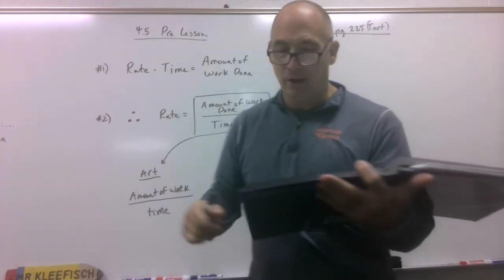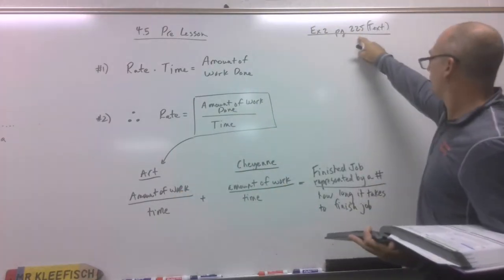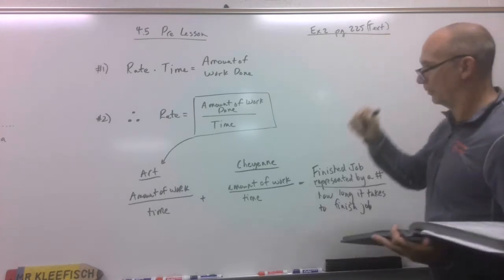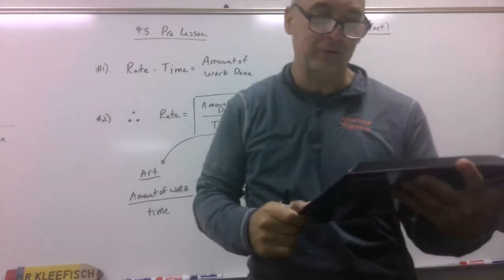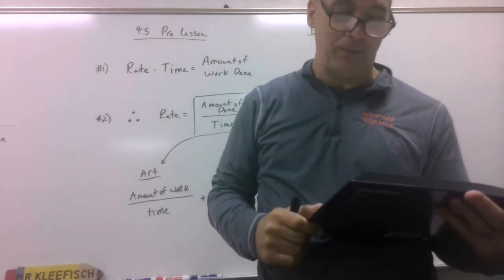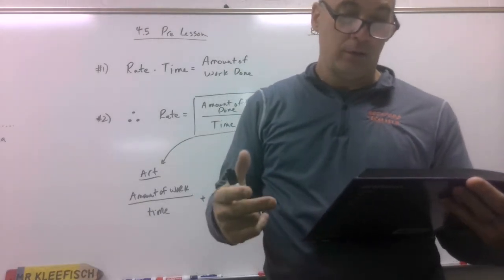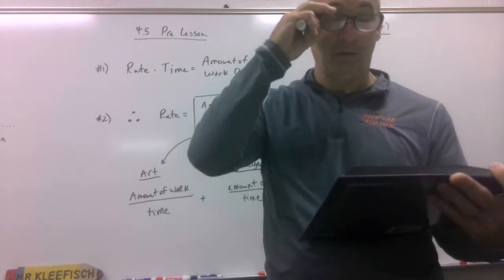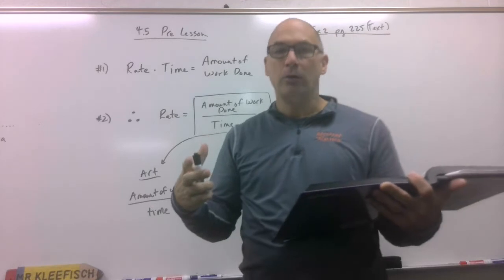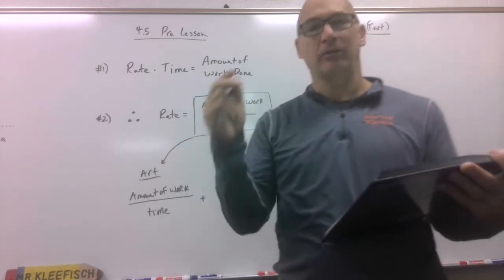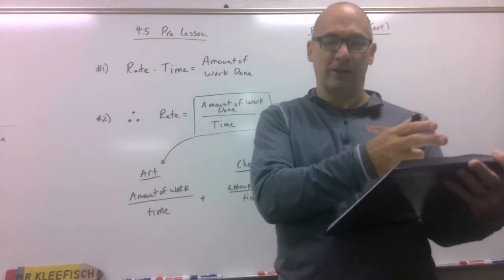So, we are up to example 2 from page 225, textbook. I'm going to read it, and then we're going to talk about this a little bit. So it says, Arthur and Cheyenne can paint a wall in 6 hours when working together. There's the key. So, a couple things to know. They work together. That means they start at the same time. That means they finish at the same time.